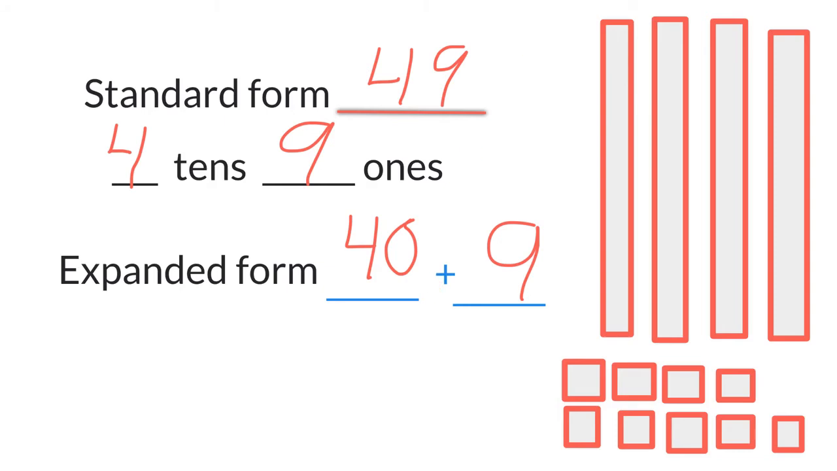All 3 of these ways are ways that we can write numbers. This is what we're used to when we're writing our numbers, but we can name our tens and ones, and we can show expanded form of the value of the digits.